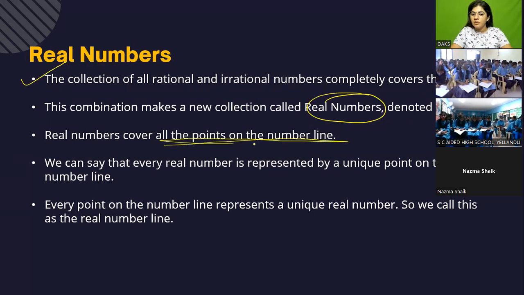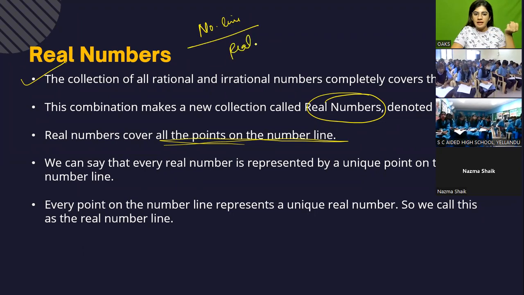I'm just making you remember that these three are the same lines. We can say that every real number is represented by a unique point on the number line. Every point on the number line represents a unique real number. So we call this the real number line. Do you remember we have the number line? Now after the representation of real numbers, we can say that it is a real number line.